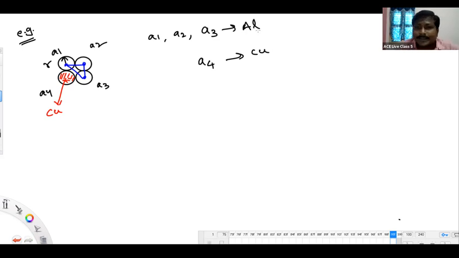Tell me now. Tell me please. A1, A2, A3, A4, aluminum given in the problem. A4 is copper. How to calculate GMR of this one? Can we neglect the effect of the copper wires or aluminum wires?